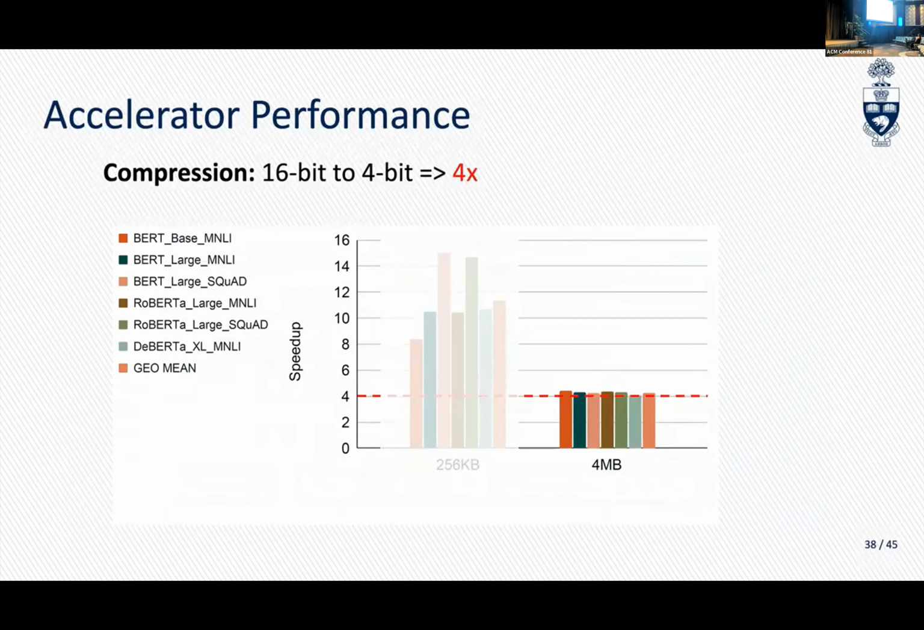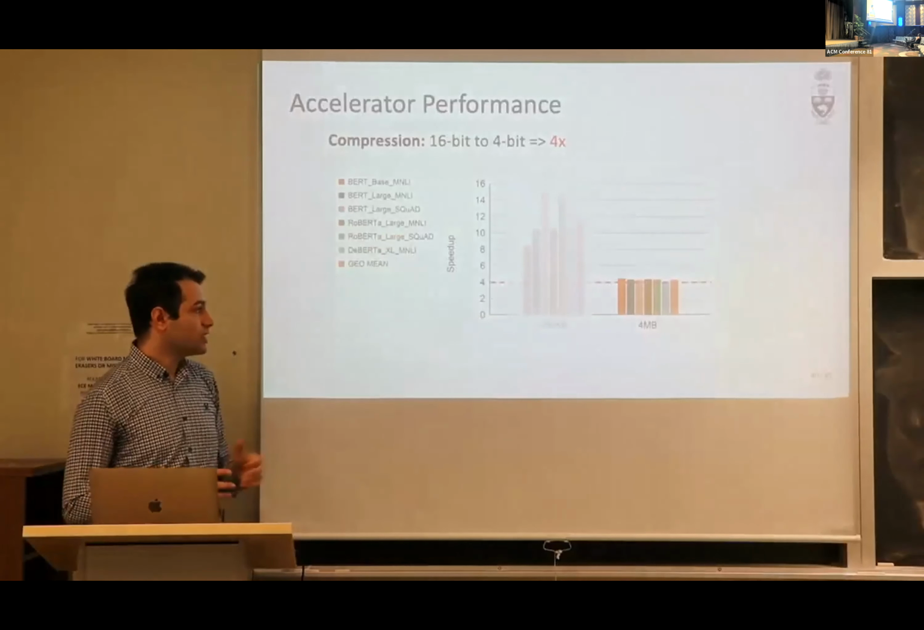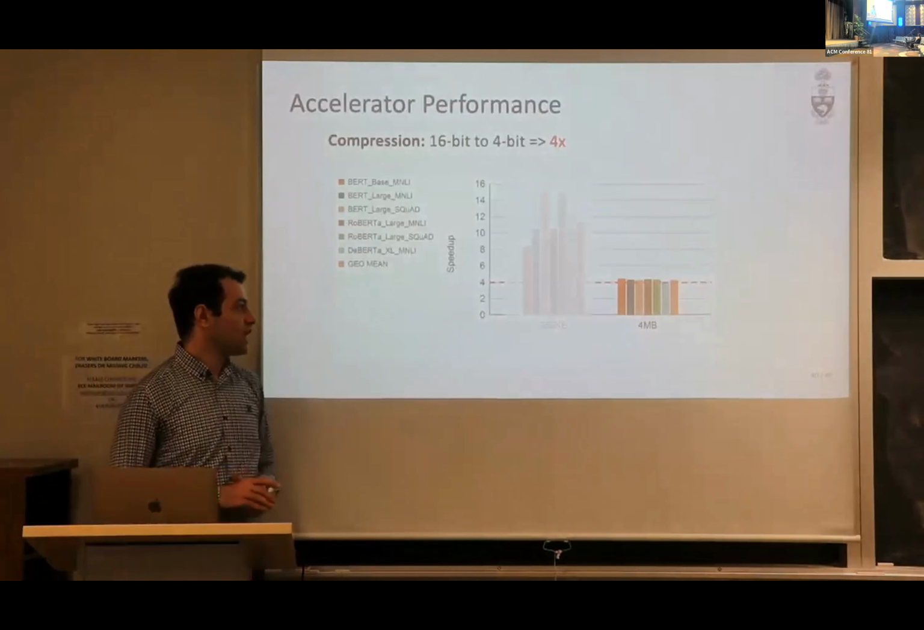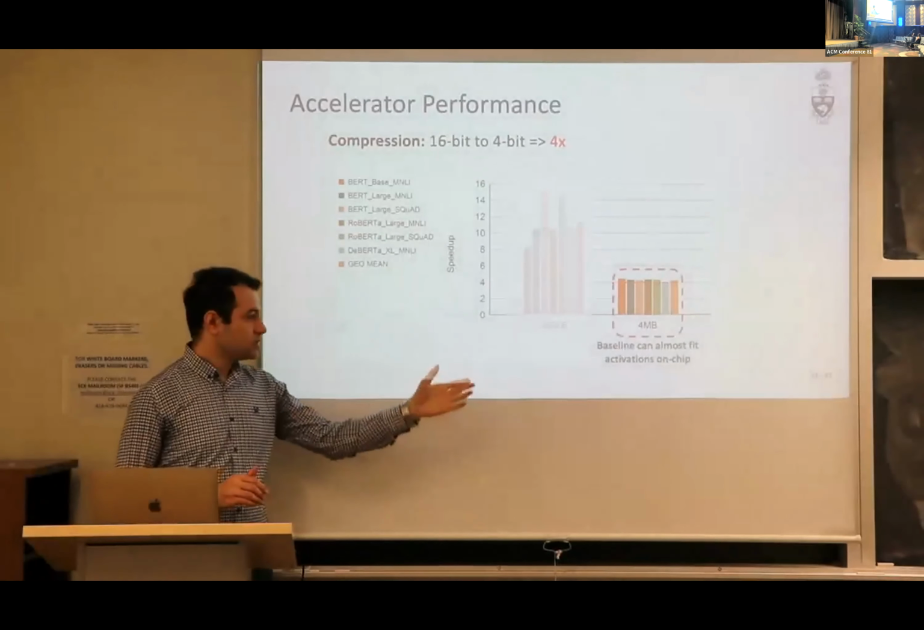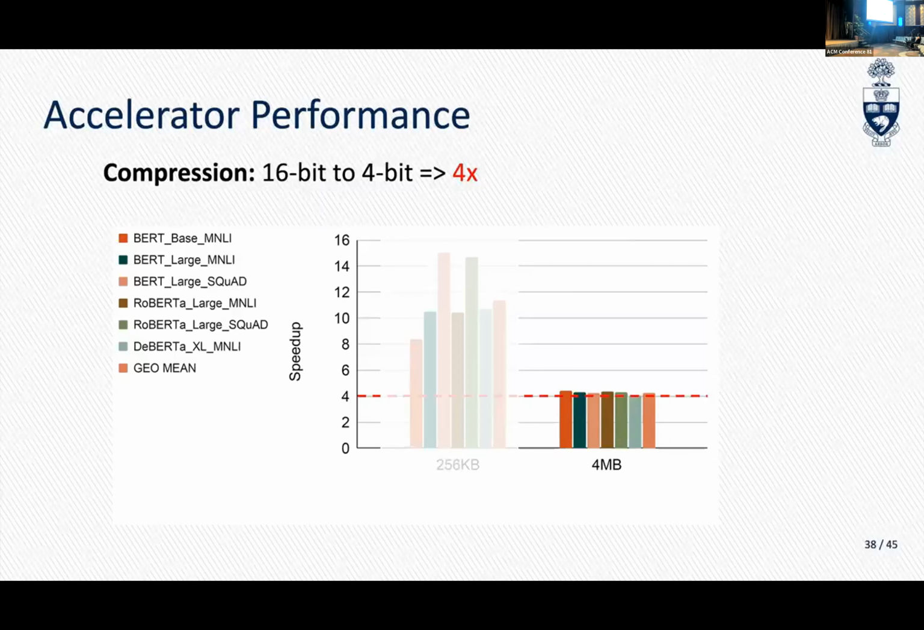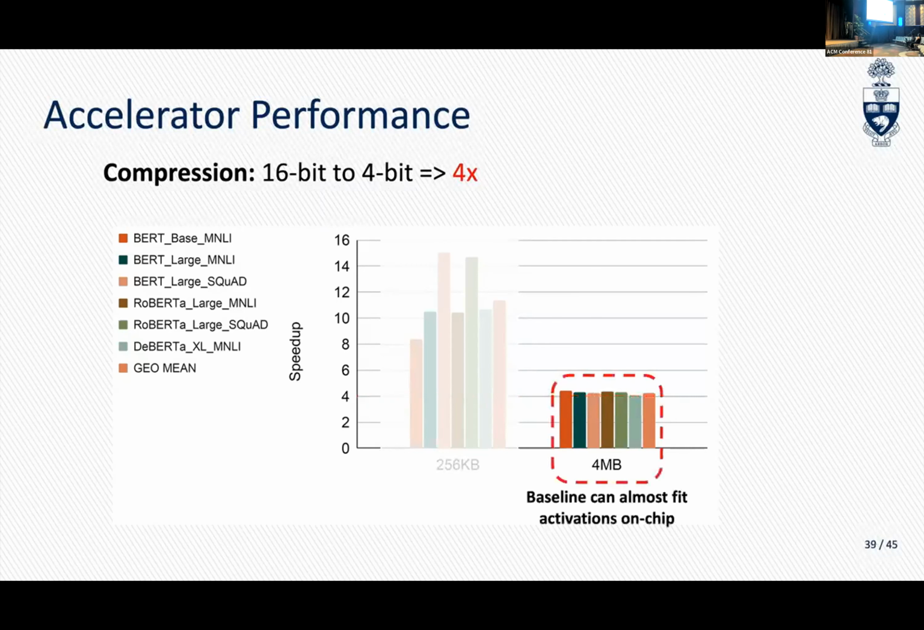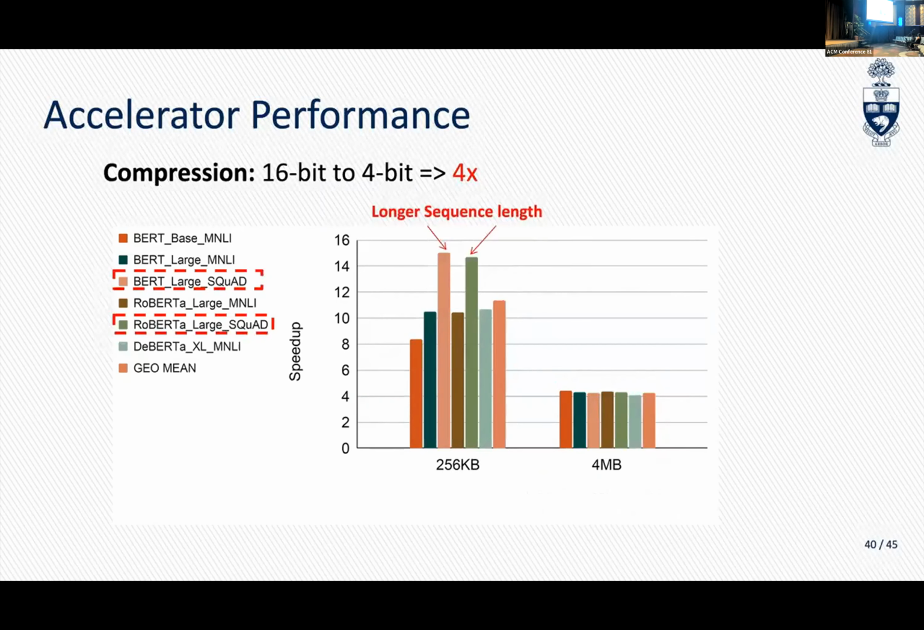Now, let's take a look at the accelerator's performance. With 4x compression from 16-bit values to 4 bits, you expect to have a ceiling of 4x the speedup for your accelerator. That is true if you can fit almost all your activations or weights on your on-chip buffers. However, if your on-chip buffer is limited, you have to read some values more than once from off-chip memory. And this is extremely important if you have tasks with longer sequence lengths. As a result, it can improve the speedup to 15x faster for longer sequence tasks.